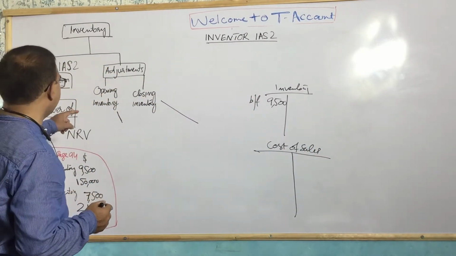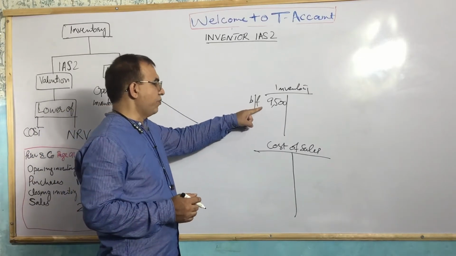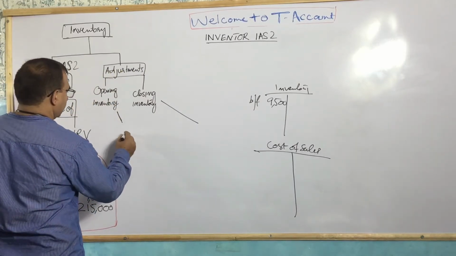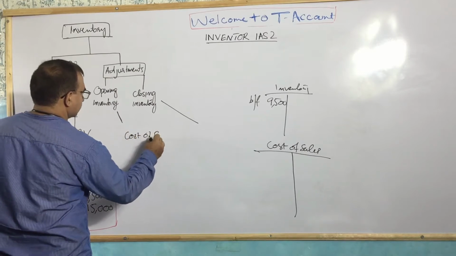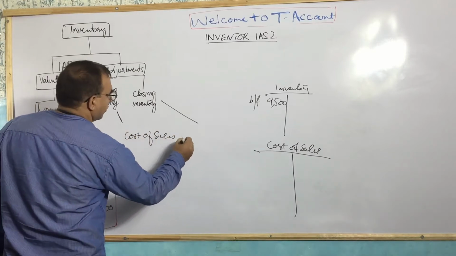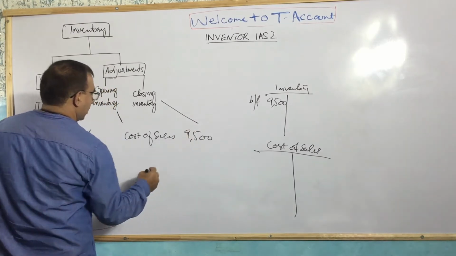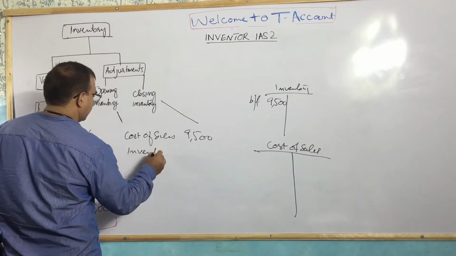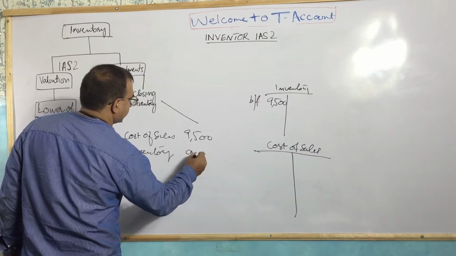Because when I say removed from the cost of sales, you need to understand what I'm talking about. Now, when we passed the first entry, we transferred this opening cost to cost of sales. How? We said cost of sales debit, 9,500, and inventories credit, inventory account or whatever you call it, 9,500.